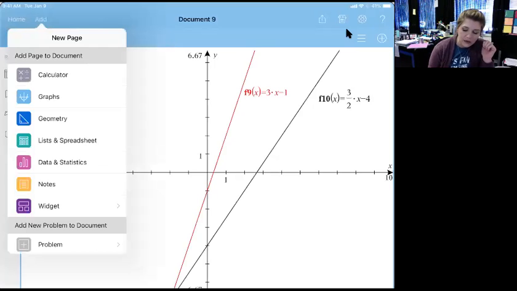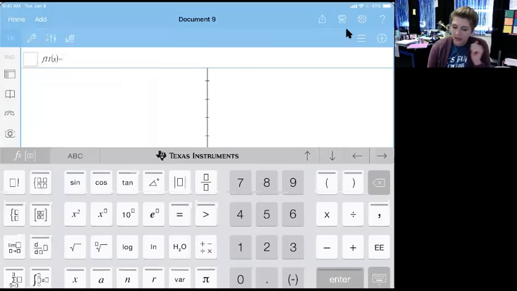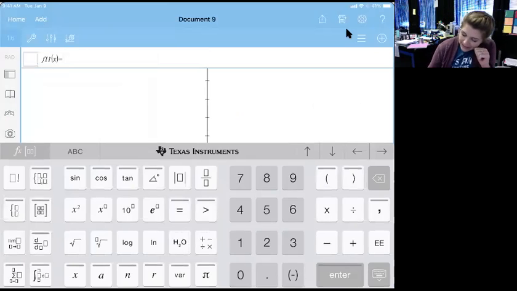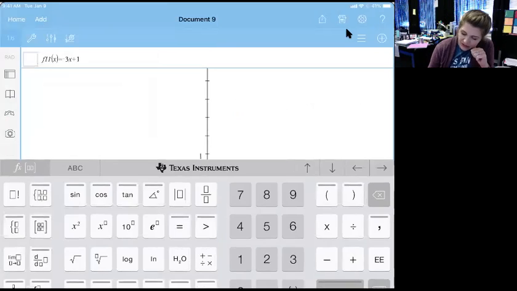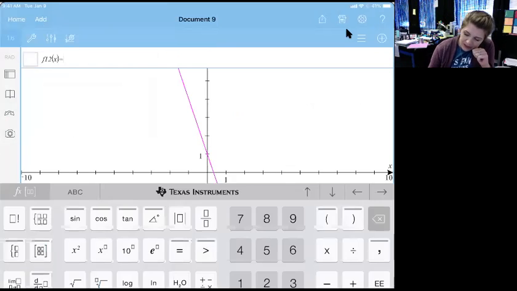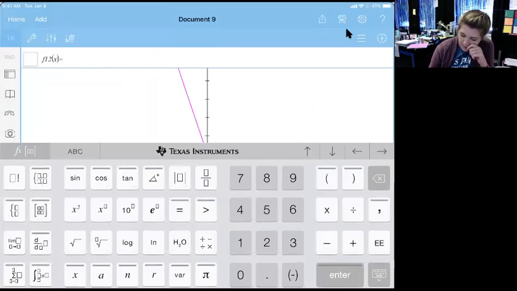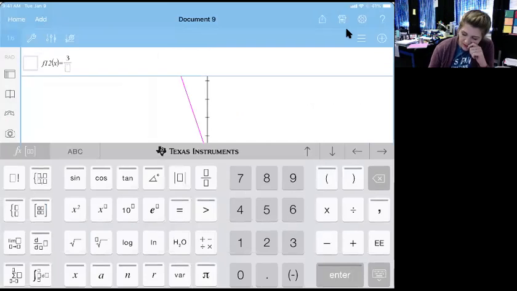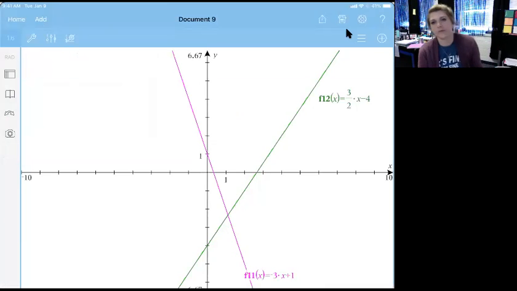So I'm going to click add. I'm going to click graphs and type in that next one. So we've got y equals -3x plus 1, enter. We hit the plus button over on the right-hand side and then type in 3 divided by 2, put your x, and then minus 4. Enter. Now that looks very close to what we got going on over here. However, I don't necessarily know for sure.